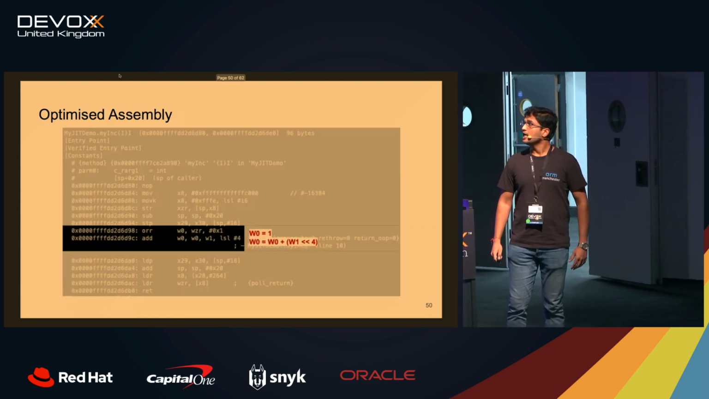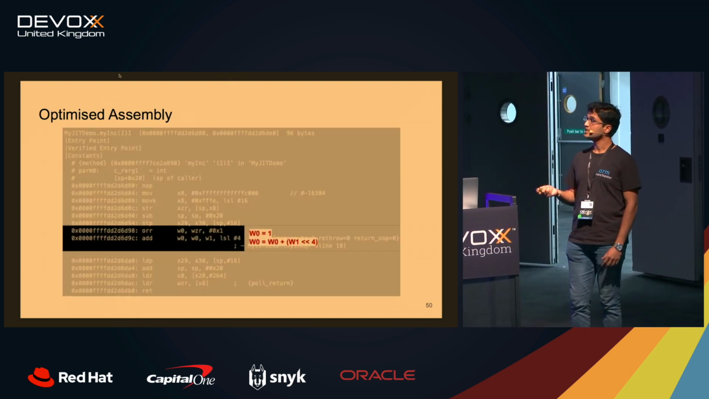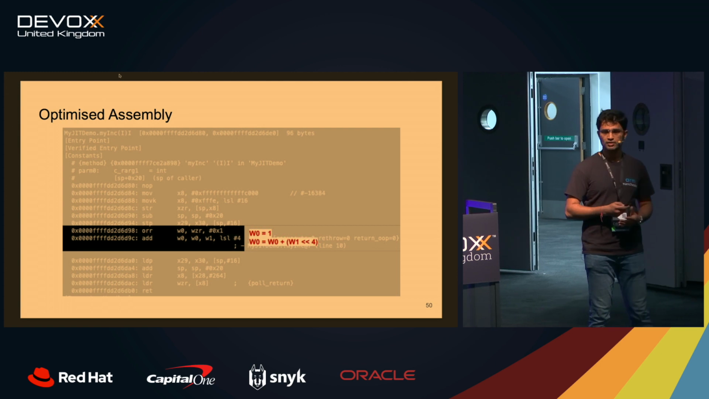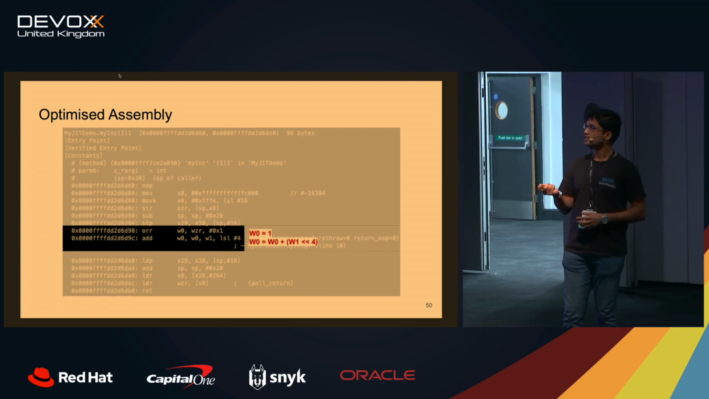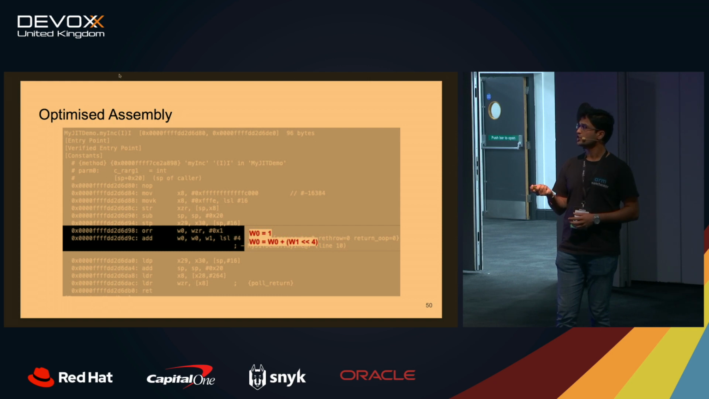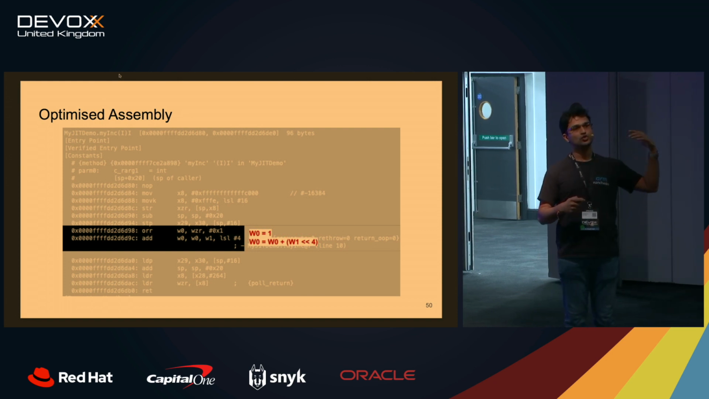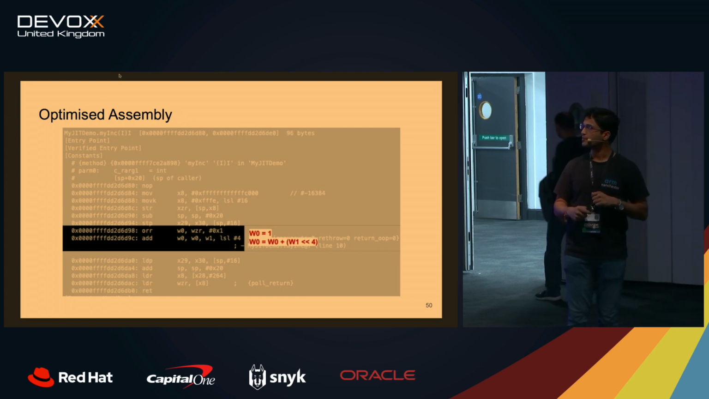So this is 4. If we look at the assembly, we will see this OR instruction, which is essentially doing W0 equal to 1. Then we have this add instruction here, which is doing W0, W0, W1, and this left shift by 4, which means W0 plus W1, which is A left shift by 4, which is A multiplied by 16, and plus 1. And W0 holds the return value. So this is how you can see how our source code got converted into the assembly.